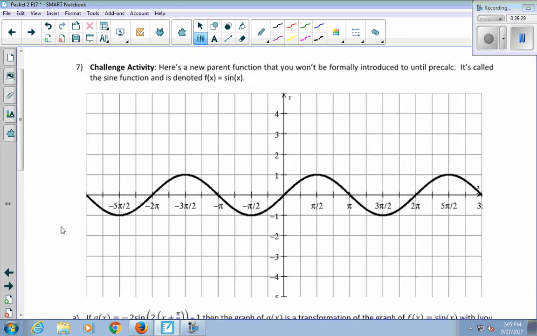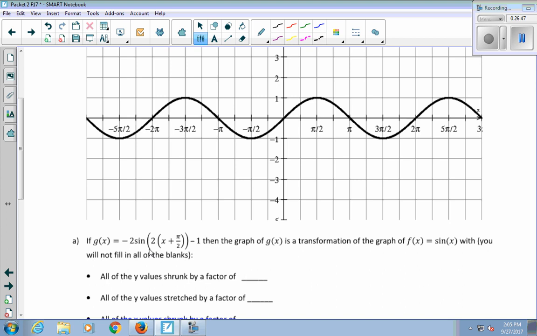All right, last thing, challenge activity. We have a new parent. You saw this in some of our lessons earlier, but it's not something that's formally going to be introduced until pre-calc. It's called the sine function. It's f of x equals sine of x, and it's a wave function.